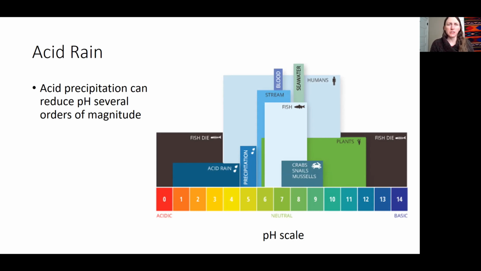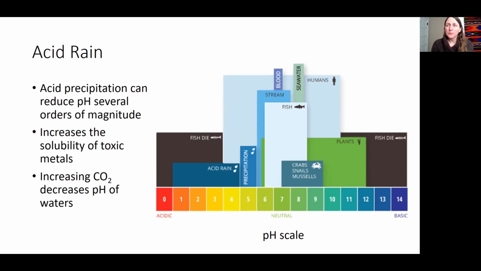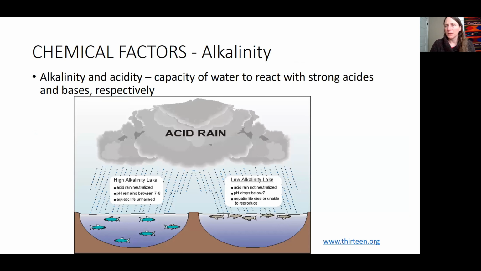So acid precipitation can reduce the pH of stream water by several orders of magnitude. Acid solutions also increase the solubility of toxic metals, which can be damaging. And when we're increasing CO2 concentrations in the atmosphere, that leads to increased CO2 concentrations dissolved in water, and that decreases the pH of water. And the reason is because of this carbonate buffering system that I'm going to talk about in a second.